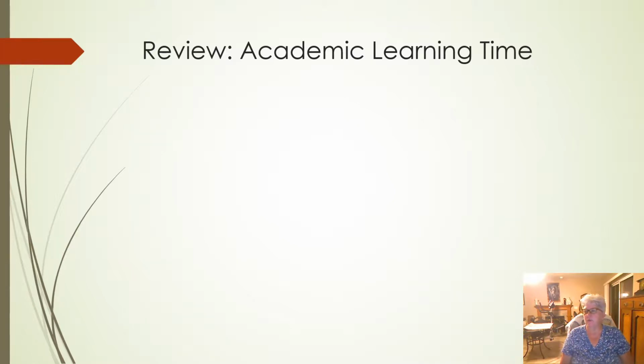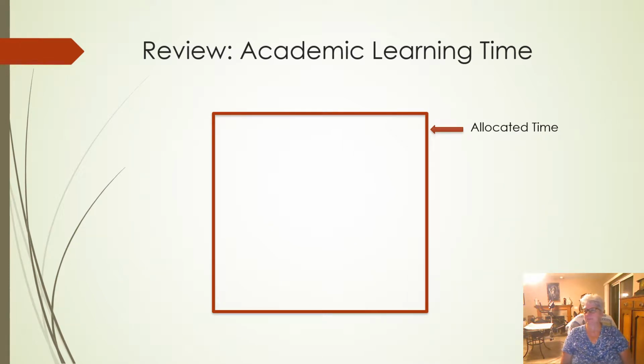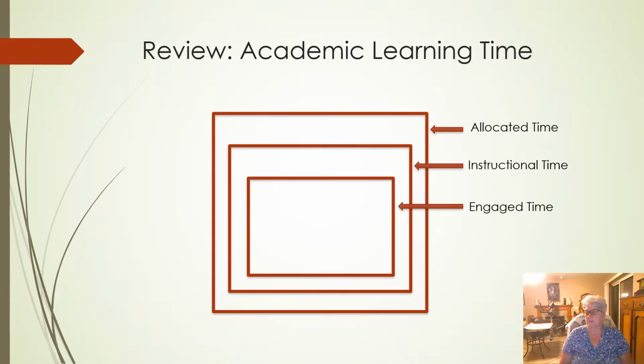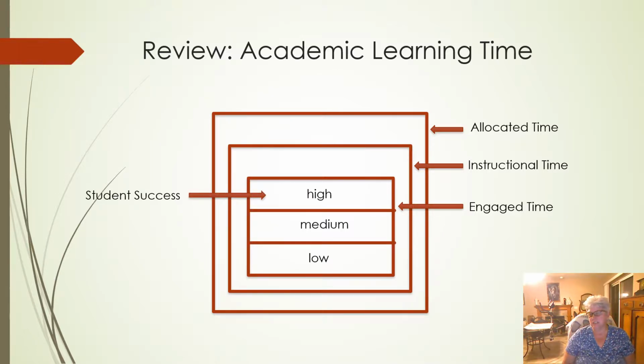Just as a review, the allocated time is how much time you are given to teach certain subjects. Then we have the instructional time, which is a little bit smaller than the allocated time because there will be a variety of distractions. Maybe bell schedules, transition times, passing out papers, all of those kinds of things. Then there is the engaged time, and our goal is always to increase the amount of engaged instructional time.